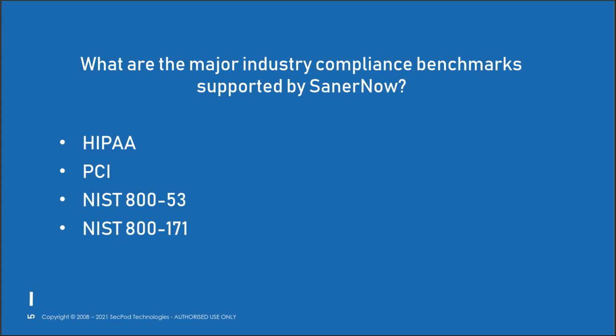Another example is the federal government, which is providing guidelines, NIST 800-53 and NIST 800-171. The National Institute of Standards and Technology came up with these guidelines to protect systems used within the federal government. These guidelines apply to any components or any information system that stores, processes, or transmits federal information. So these are the major industry regulatory standards.